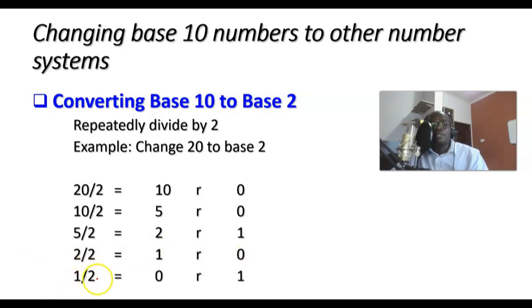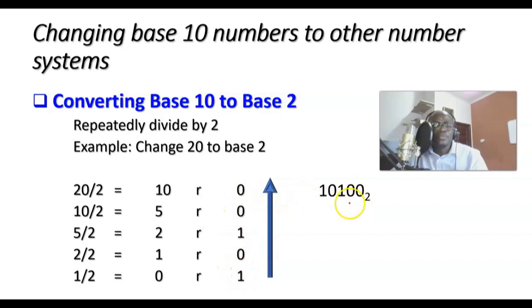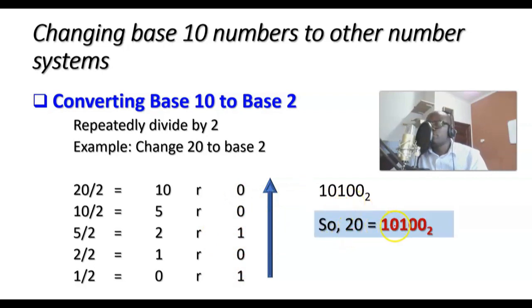So 1 divided by 2. How many times does 2 go into 1? 0. What does it leave? It leaves a 1. Okay. So now these digits here, we have a 0, 0, 1, 0, 1. Now when we read these digits, starting from the bottom going up, what we have is 1, 0, 1, 0, 0. So what this means is the number 20 in base 2 is 1, 0, 1, 0, 0. That is how it is done.